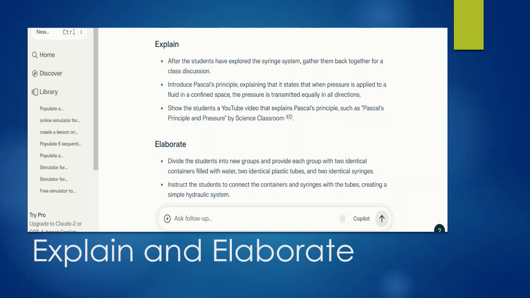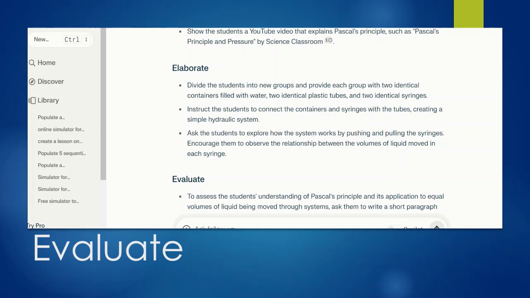And we get to the stage of elaborate. Divide the students into new groups and provide each group with 2 identical containers filled with water, 2 identical plastic tubes, and 2 identical syringes. Instruct the students to connect the containers and syringes with the tubes, creating a simple hydraulic system. Ask the students to explore how the system works by pushing and pulling the syringes. Encourage them to observe the relationship between the volumes of liquid moved into each syringe.